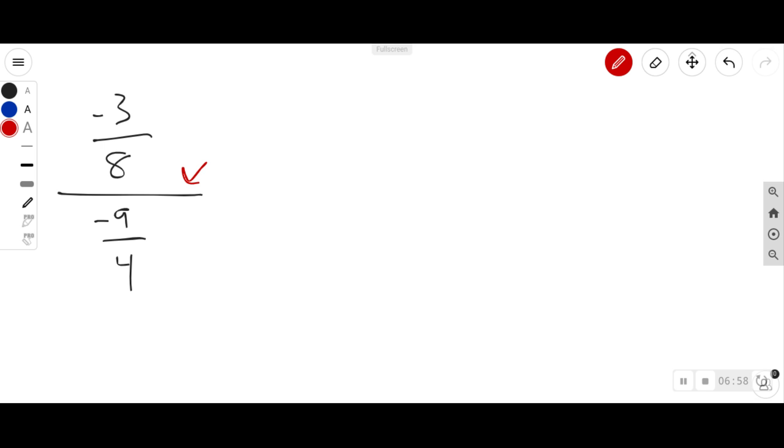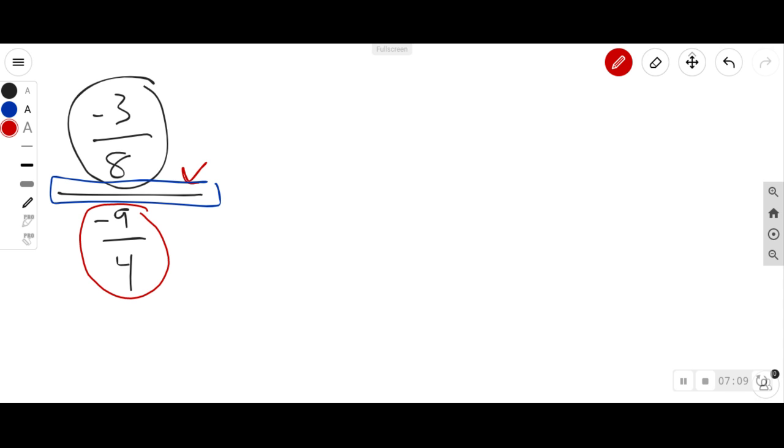So that means I'm going to keep the first. I'm going to change the operation, and then I'm going to flip that. So that means -3/8 times 4/-9. Now the negative sign doesn't matter whether it's top or bottom. Since there are two of them, we know that they're going to end up canceling out. They're going to be gone.